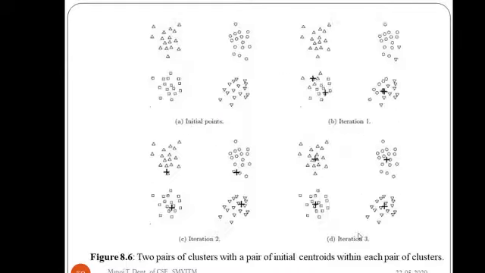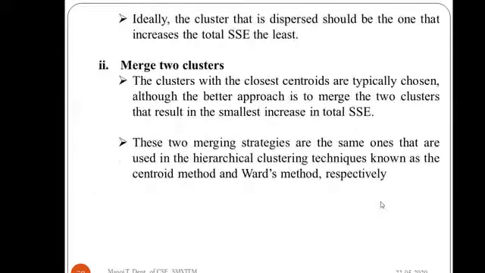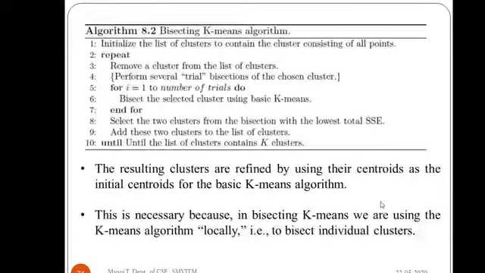If we consider this particular figure, we can take a pair of centroids for the pair of clusters in iteration 1. In iteration 2, it is split into two more, so this centroid will be in the bottom, this centroid goes to the top, and in iteration 3 finally the centroids will settle down in the respective clusters. So that can be taken as an illustration for bisecting k-means.